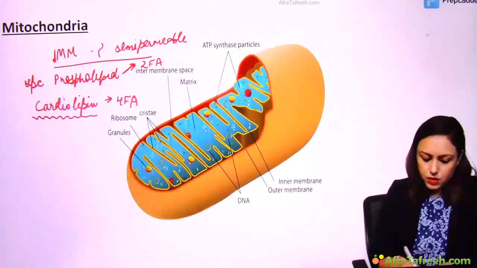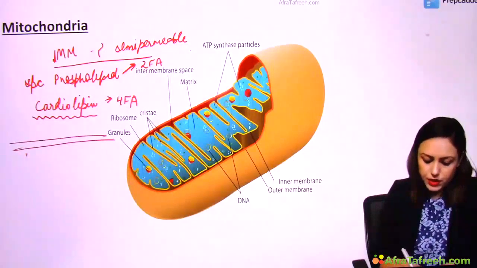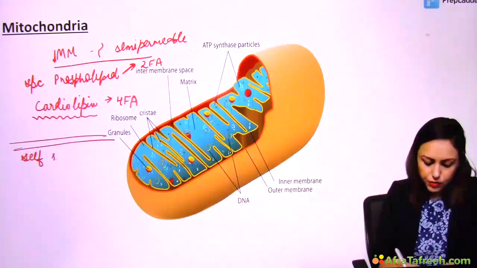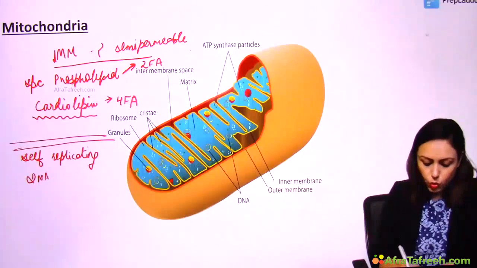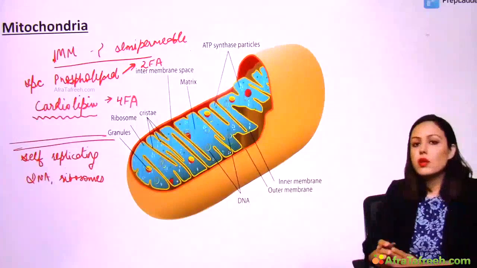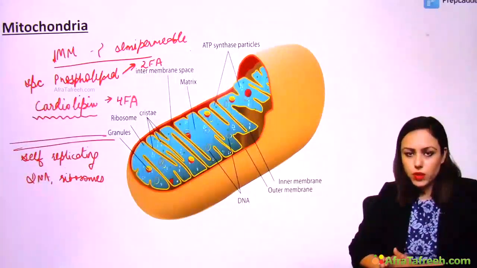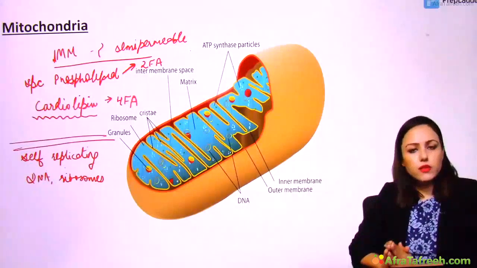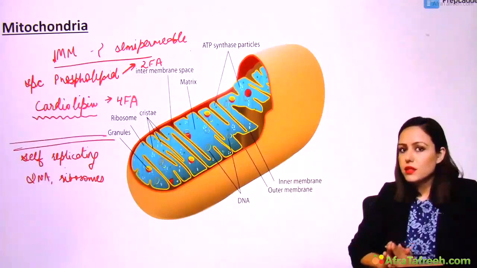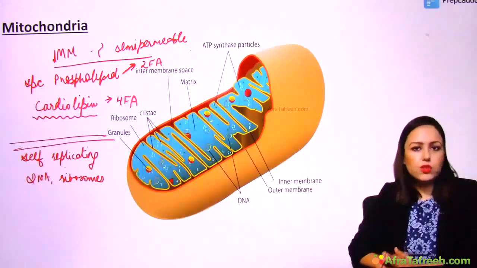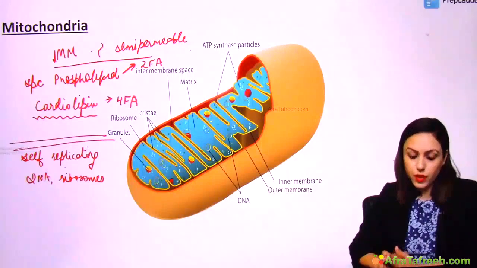Then, regarding mitochondria, these are self-replicating organelles, as mitochondria have their own DNA, their own ribosomes, and the protein synthesizing machinery. So they synthesize a few of the proteins of mitochondria also, and they synthesize 20% of the proteins of the ETC also, right?